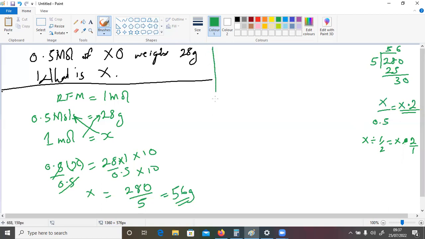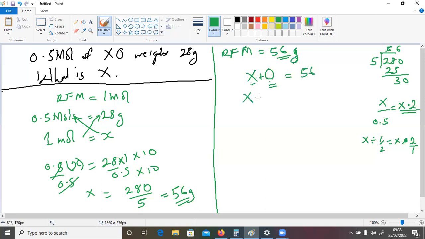So we know that the formula mass, the RFM of our compound, is 56 grams. Our oxide is XO, so it has only 1 oxygen. So from here, how do we calculate our formula? We are saying that 1x plus 1 O is equal to 56. But we happen to know that O is 16, so X plus 16 equals 56. So then x is equal to 56 minus 16.